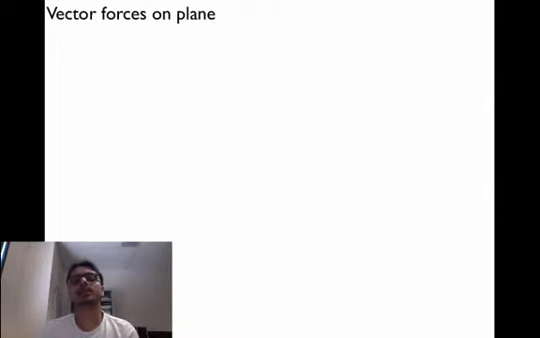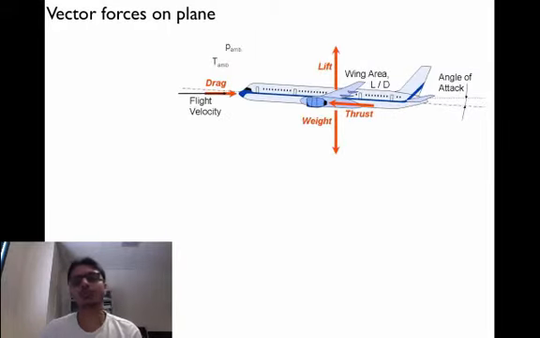Now, let's understand the vector forces acting on the plane. There are four forces acting on the plane. They are weight, drag, thrust, and lift. Since the plane has a certain mass, there is a gravitational pull acting in a downward direction. This is called weight.